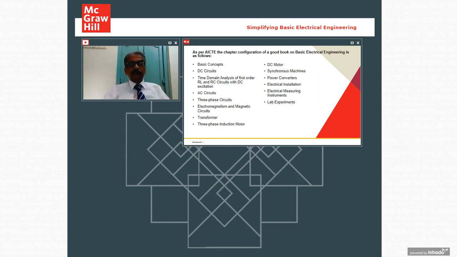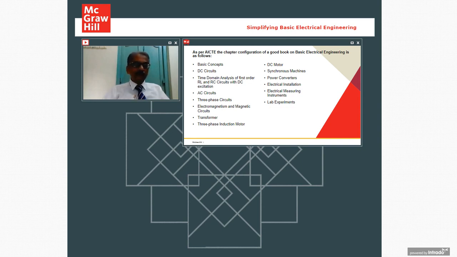Then time domain analysis of first order passive circuits, RL, RC, and RLC circuits. The time domain analysis is important because in electrical engineering, the performance of the circuit changes with application of potential, with application of the impulse, with application of the source. The response changes because the source itself is time varying. So it is important for time domain analysis. Then you go for AC circuit.